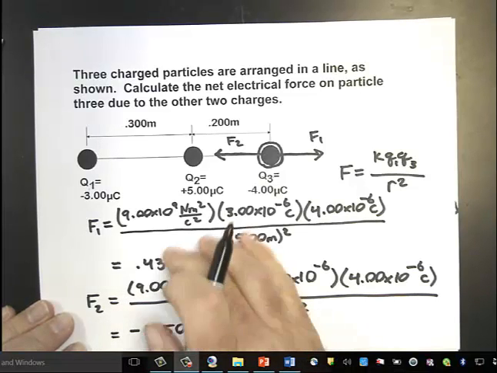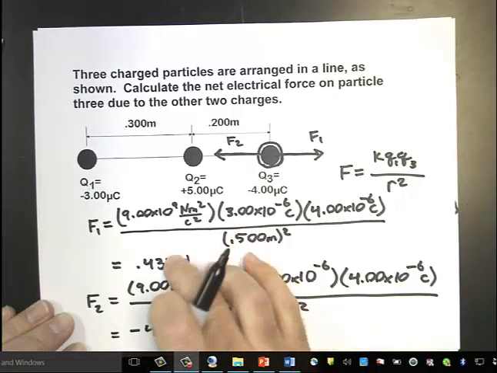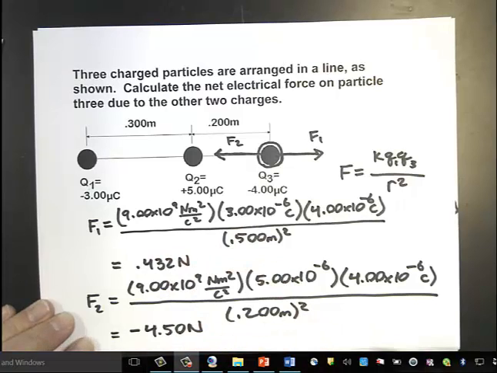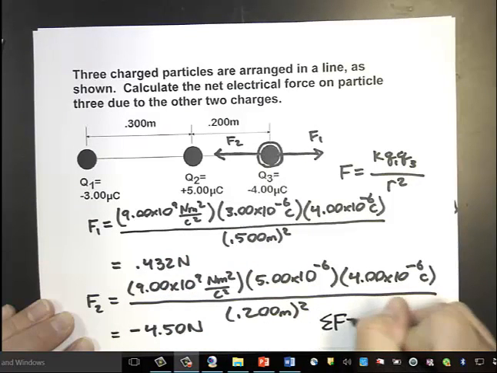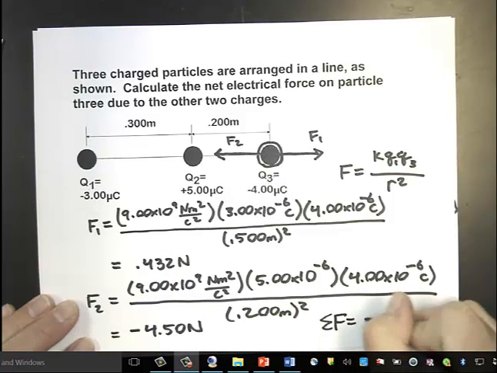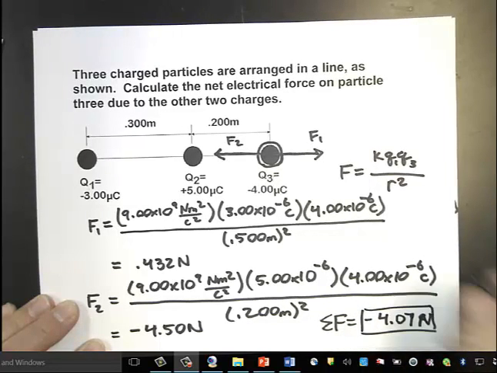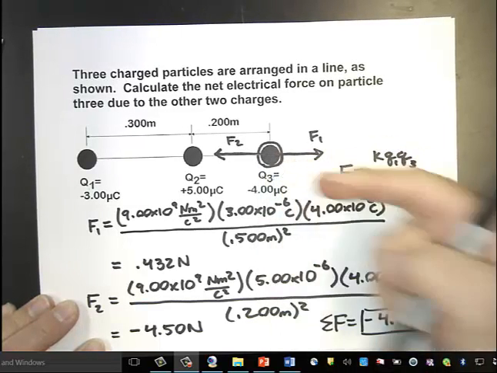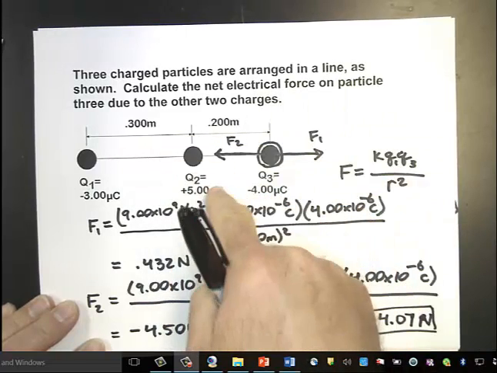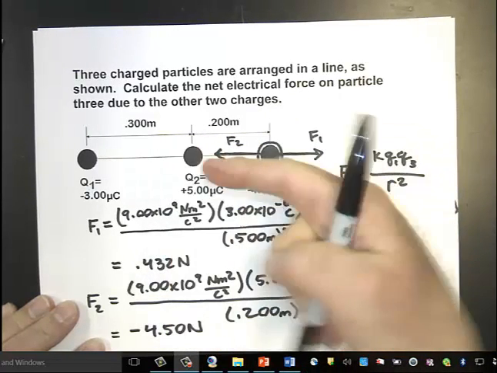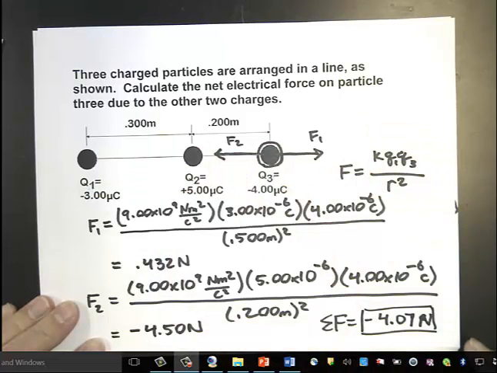Okay? Then you add the two up. Say, okay, he's in the positive direction, he's in the negative direction. We sum them up. We get a negative 4.07 of force. Okay? Net force on this guy, negative direction. Q2 is big, and it's also really close. So it kind of overpowers F2, overpowers F1.